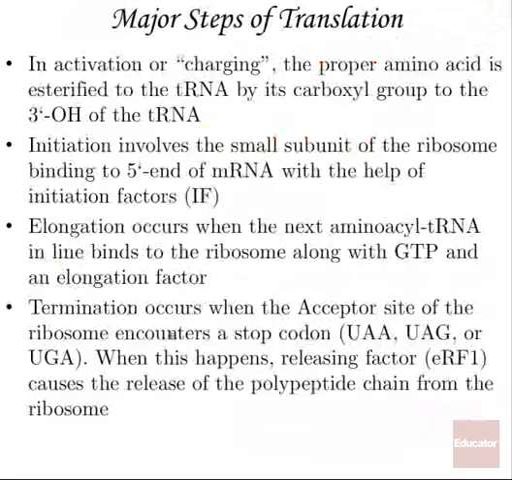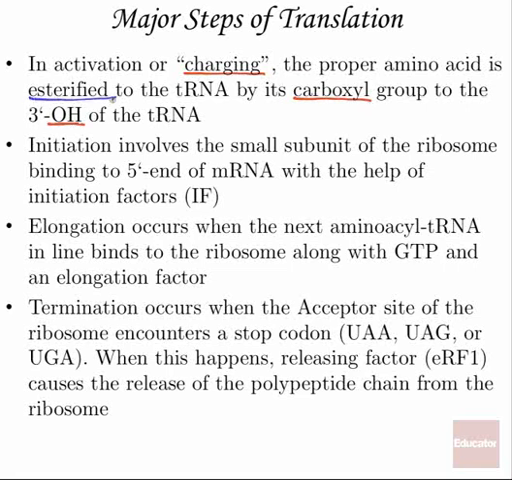Okay. So let's talk about our major steps of translation again. So first of all, we have the charging of the tRNA, followed by initiation, elongation, and termination. So in activation or charging, the proper amino acid is esterified to the tRNA by its carboxyl group, okay, to the 3' OH of the tRNA. So remember, a bond between a carboxylic acid and an alcohol, okay, makes an ester.